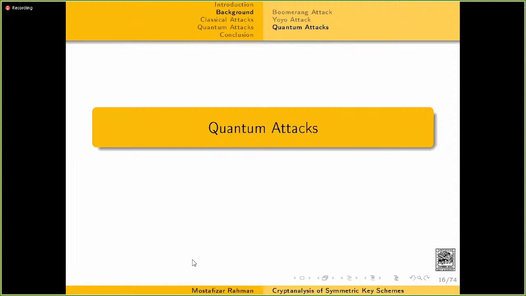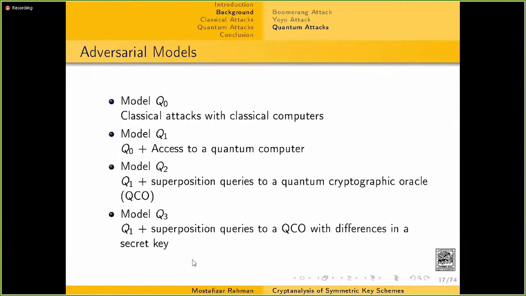Next are the quantum attacks. The algorithms that are essential for performing the quantum attacks have been discussed here. First of all, what are the adversarial models that have been considered in the attacks? The classical attacks are modeled as Q0. So the model Q0 is essentially the classical attack. Now in the model Q1, the adversary is given access to a quantum computer in addition to the power of the model Q0.